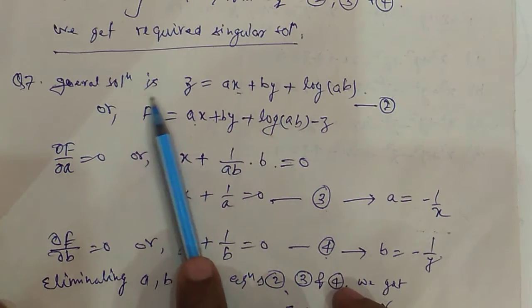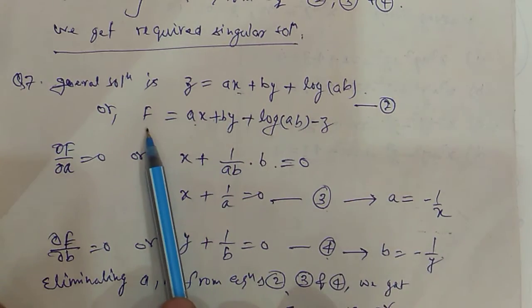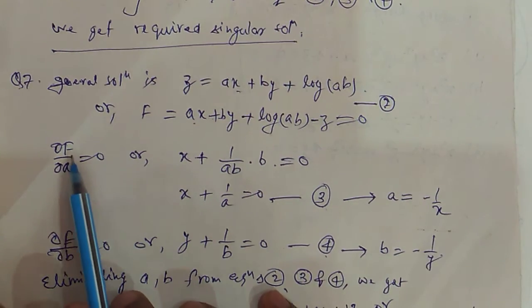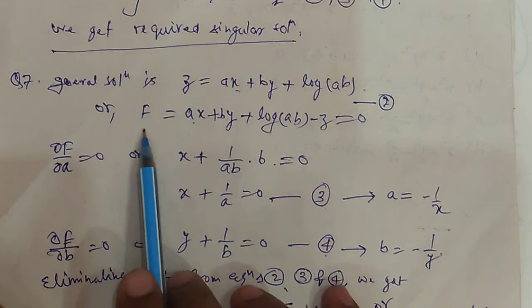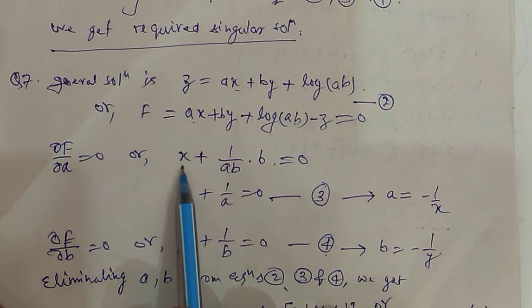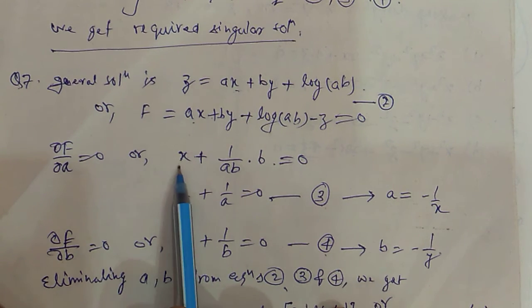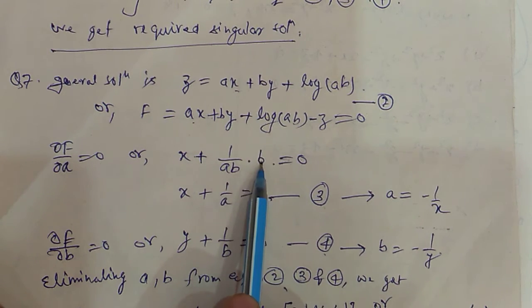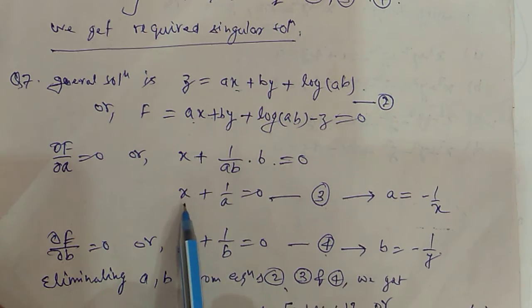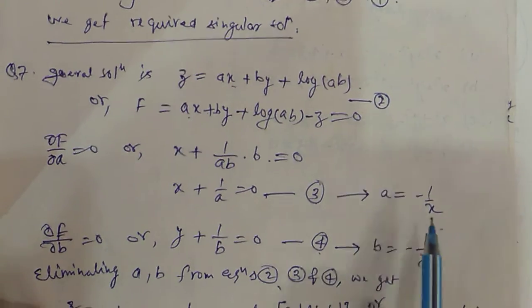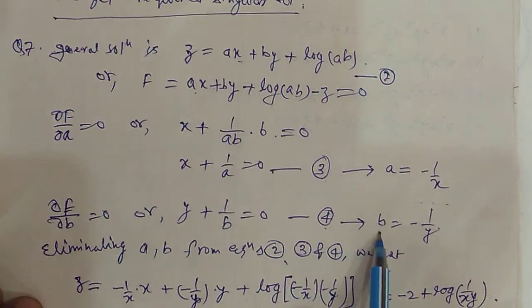We have the general solution as this, or we can write it as capital F equal to 0. So we first find del F over del a equal to 0. So differentiate this equation with respect to a partially. So we get x, this becomes 0, this becomes 1 upon a, and z becomes 0. So we have x plus 1 upon a equal to 0. So the value of a is minus 1 upon x. Similarly, with respect to b, we get the value of b equal to minus 1 upon y.